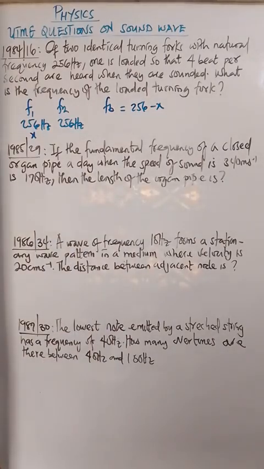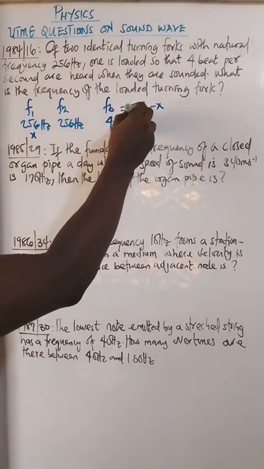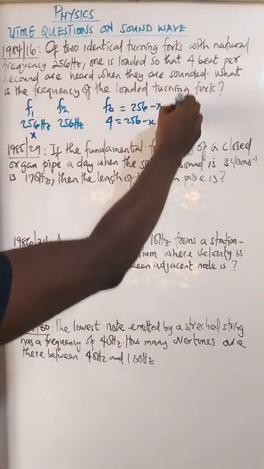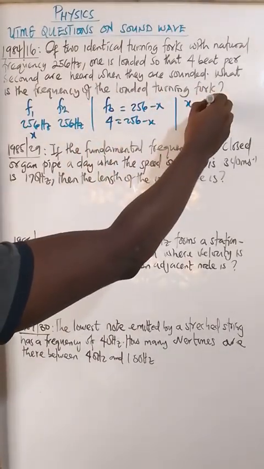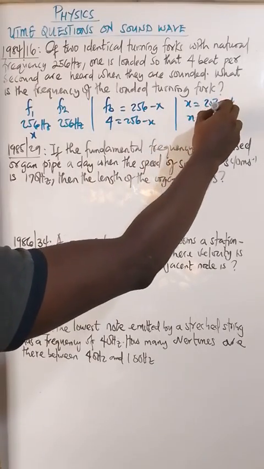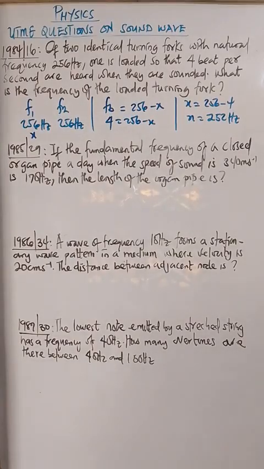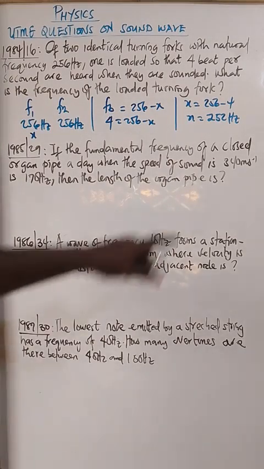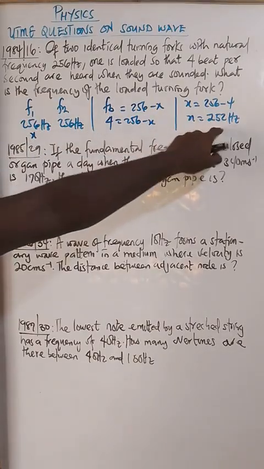And we are told that it is what? 4 beats per second. So 4 equals 256 minus X. From there, X equals 256 minus 4, so X equals 252 Hz. So the tuning fork that was loaded will have a frequency of 252 Hz, while the second one is 256 Hz. So the difference gives us what?